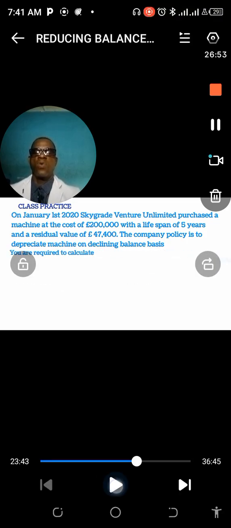Now, this is the question. On January 1st, 2020, Sky Great Venture Unlimited purchased a machine at the cost of £200,000 with a lifespan of 5 years and a residual value of £47,400. The company policy is to depreciate the machine on reducing balance basis.